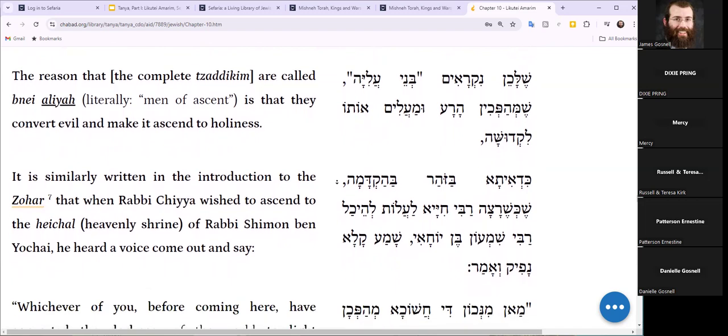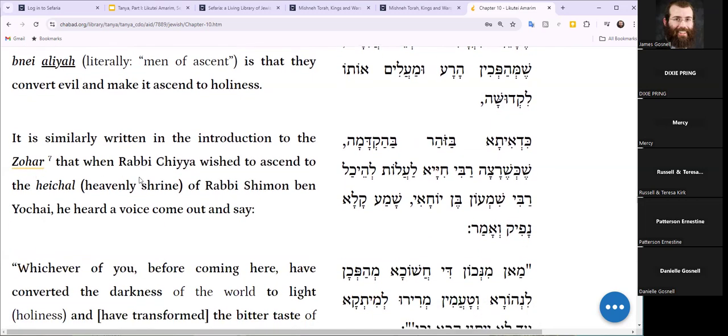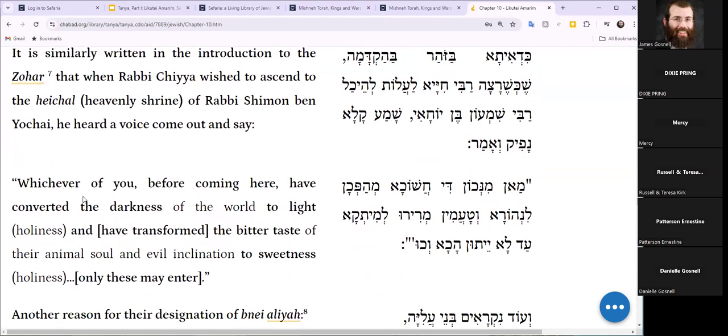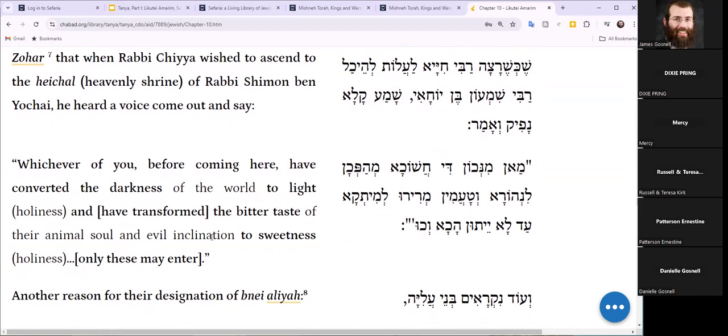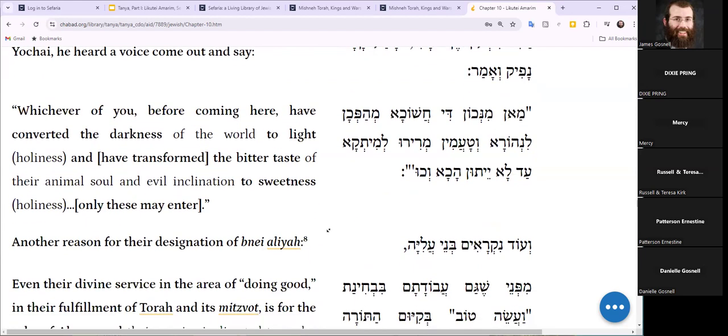It is similarly written in the introduction to the Zohar that when Rabbi Chia wished to ascend to the Heichal, I'm not sure if I'm pronouncing that right, the heavenly shrine of Rabbi Shimon ben Yochai, he heard a voice come out and say, whichever of you before coming here have converted the darkness of the world to light, holiness, and have transformed the bitter taste of their animal soul and evil inclination to sweetness, holiness, only those may enter.